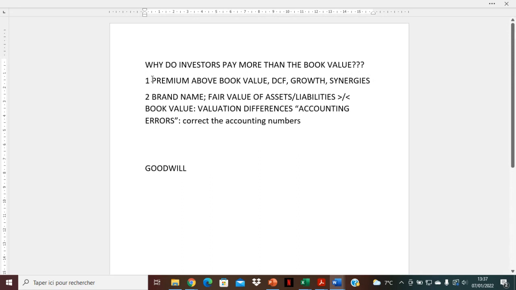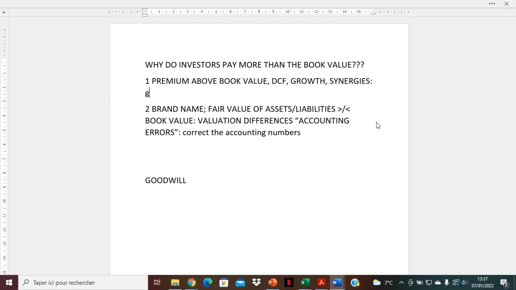Now, all these items here, actually, there is no accounting treatment for that. In accounting, I cannot account for the future growth. That's not possible. I cannot account for future synergies. I have to wait until those synergies realize year after year. That means there is no real accounting treatment here for the number 1 reasons. And that's why we take all those number 1 reasons together and call it goodwill.